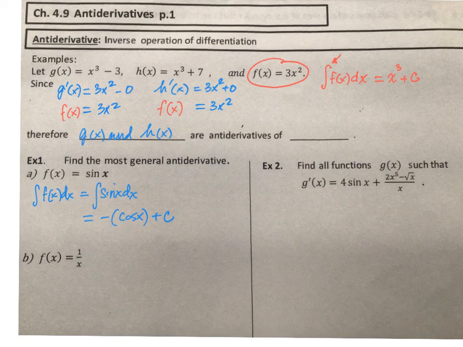In example 1b, we want to take the antiderivative of 1 over x. So we say the integral of f of x dx equals the integral of 1 over x dx, which is ln of x plus c. Now let's check our answer. If we take the derivative of ln of x, we get 1 over x. The derivative of c is 0. So the derivative of ln of x plus c is 1 over x. And that is the antiderivative.